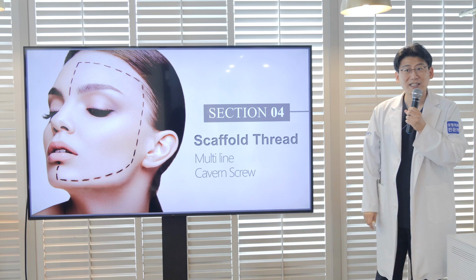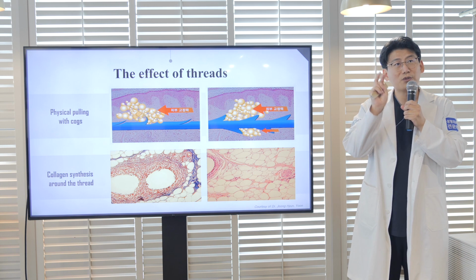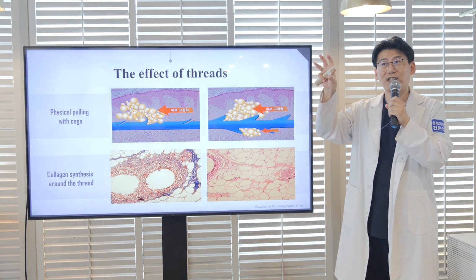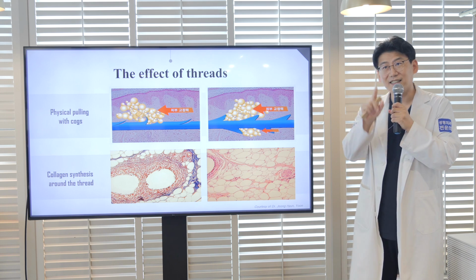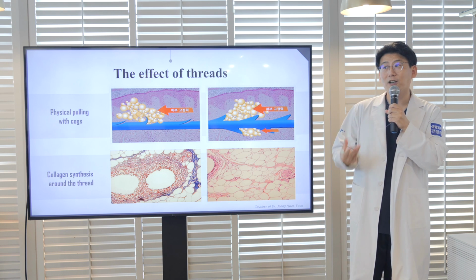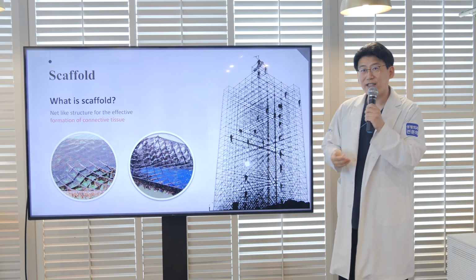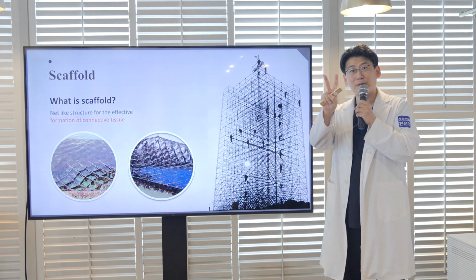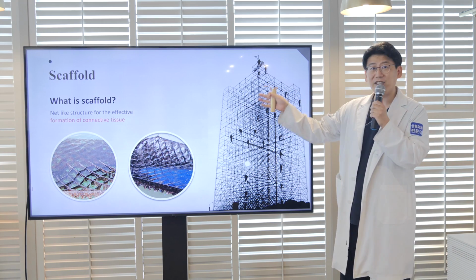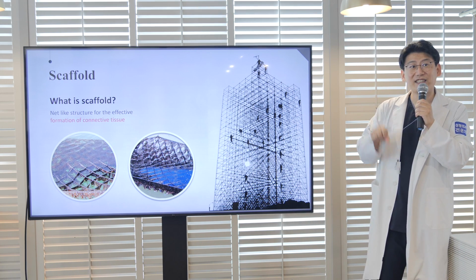Furthermore, scaffold type thread. Actually, I can categorize the effect of thread lifting into two factors. The first one, the cog can bite or catch tissue physically. The second, the thread stimulates the surrounding tissue to synthesize new collagen. The scaffold type thread is designed to maximize effect number 2, stimulating surrounding tissue to synthesize new collagen. It's like a framework of a building or a net in the sea where the seaweed can gather.